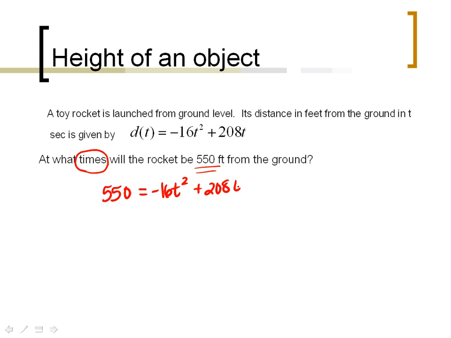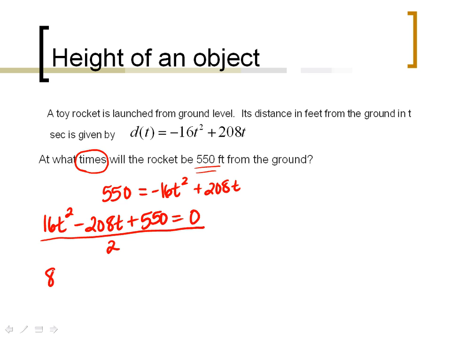Now we need to get it in standard form. So if we add 16t squared, subtract 208t, and then the 550 stays, that's equal to 0. And here again is maybe one that we can reduce a little bit. I think between 16, 208, and 550, the common factor of those numbers is just a 2. So we can reduce this down to 8t squared minus 104t plus 275. And that's equal to 0.